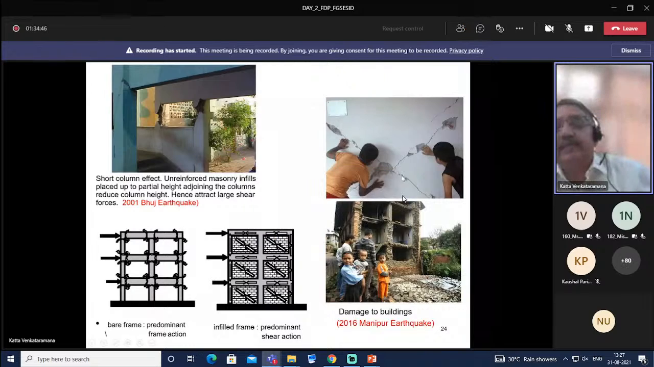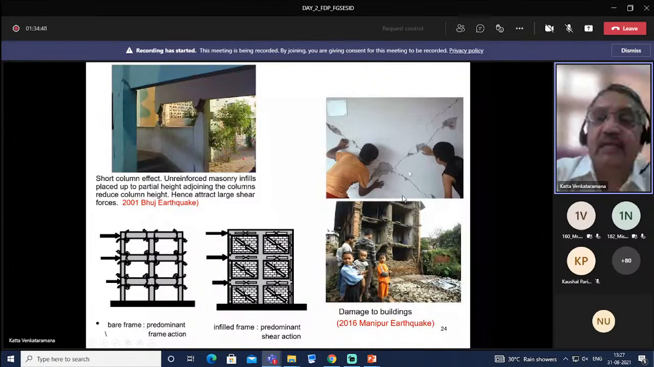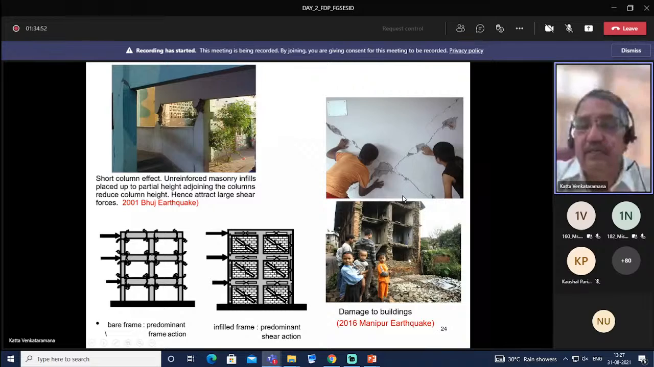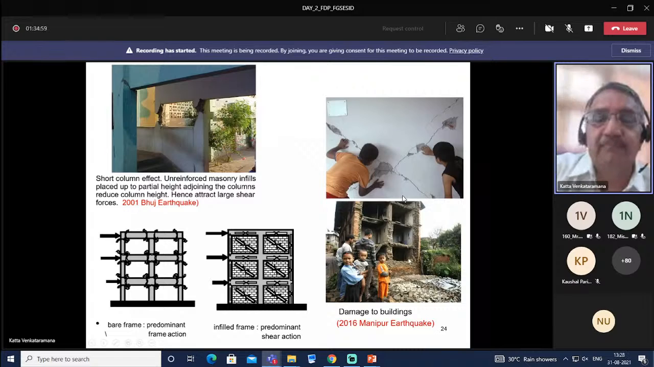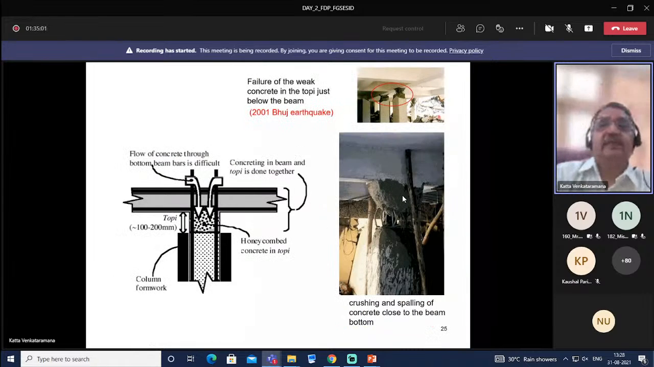And when they exceed the capacity, we can expect the walls to fall down, as you can see here. This is from the 2016 Manipur earthquake. Then this photograph is from the Bhuj earthquake.